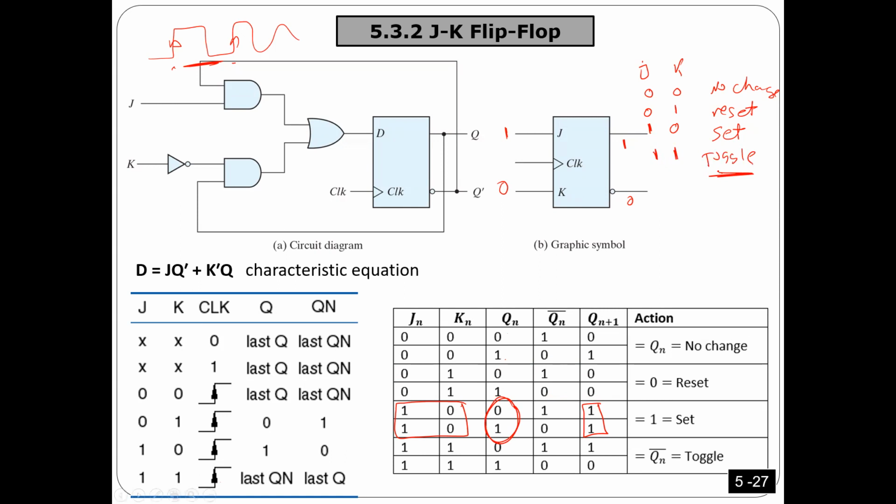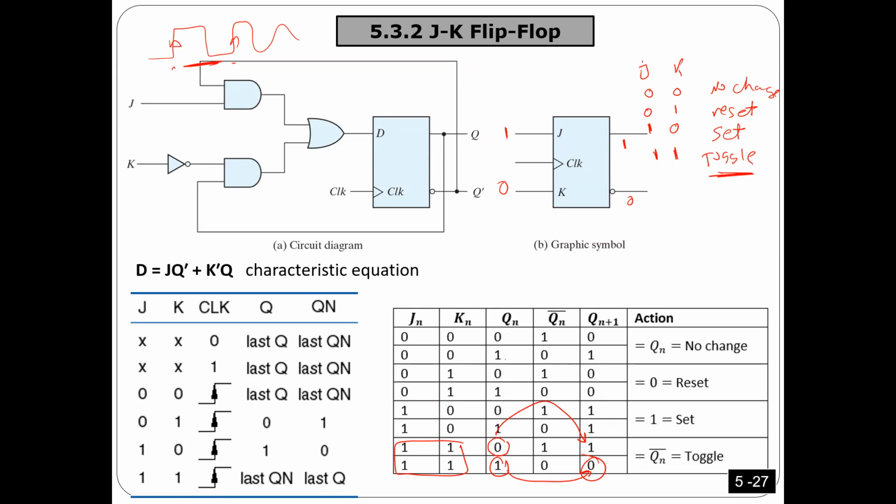Toggle. What does toggle mean? It means if the flip-flop is storing 1, it becomes a 0. Storing 0, you flip the stored value. Is that okay? And it's very, very clear here. You see here when it is 1 and 1, look here. If Q is 0, it's going to become 1. If it is 1, it's going to become 0. You toggle the stored value.